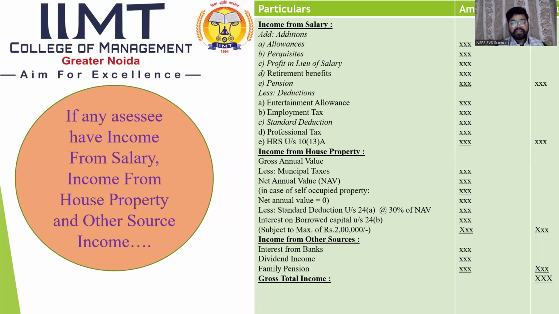The third is last, income from other sources. There are many incomes that are not taxable under any head, that is income from salary, income from house property, income from business or profession, and long-term capital gain. Then it is taxable under the head other sources. There are many incomes like income from bank, dividend income, family pension. Other incomes are also taxable as income from other sources. The total of all heads of income is called the gross total income.